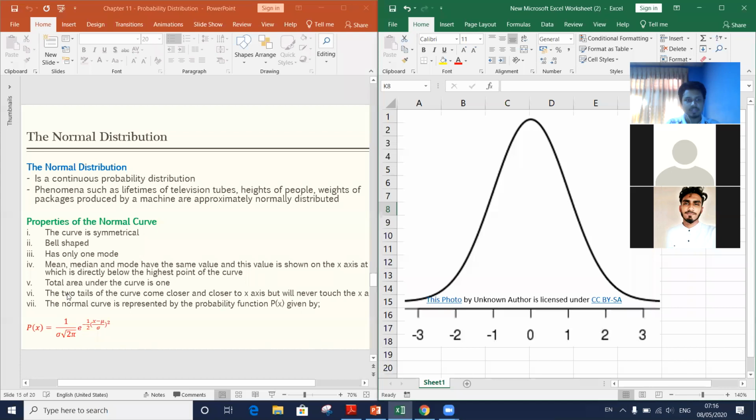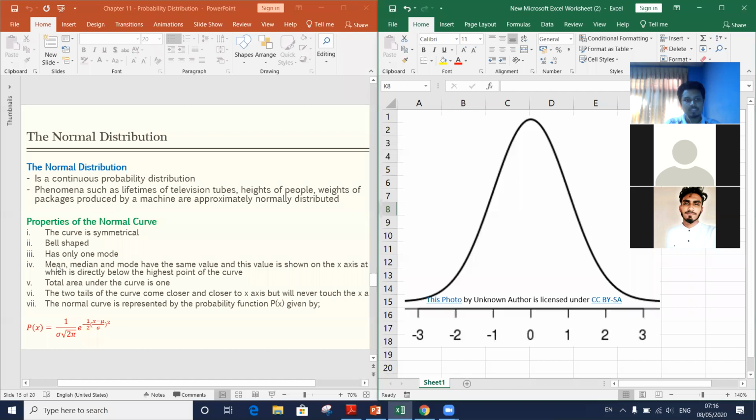Bell එක හැඩයක් තියෙන. And has only one mode. Normal distribution එකක තියෙන්න පුළුවන් එක mode එකක් විතරයි. Mode means the observation with the highest frequency. එහෙනම් if we consider this one, මෙතන mode එක තියෙන්නේ මොන point එකේද? අඩුම point එකේද? වැඩිම point එකේද? Mode එක තියෙන්නේ here, right? On the top. Right. Has only one mode.